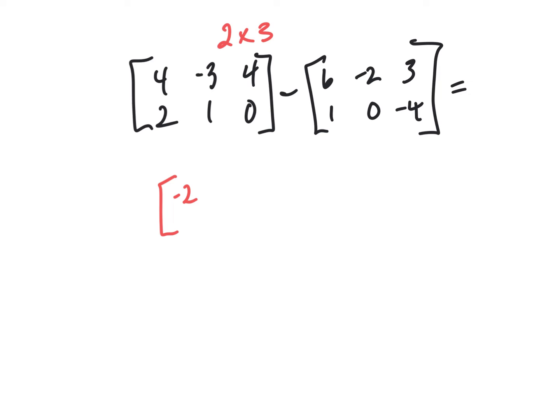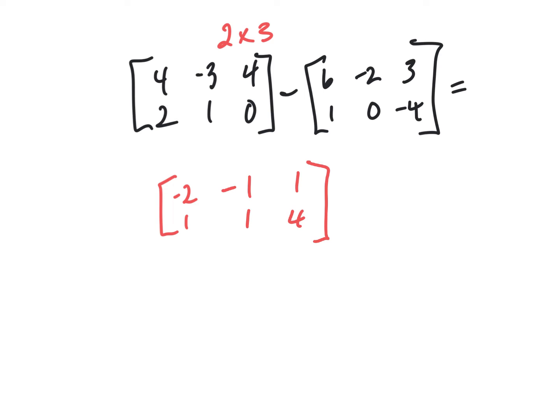I'm going to go down then to here. So we're going to have 2 minus 1. Then I'm going to go up, so negative 3 minus negative 2. Be careful, minus a negative is plus, so negative 3 plus 2 is negative 1. Then 1 minus 0 is 1. 4 minus 3 is 1. 0 minus negative 4 is positive 4.